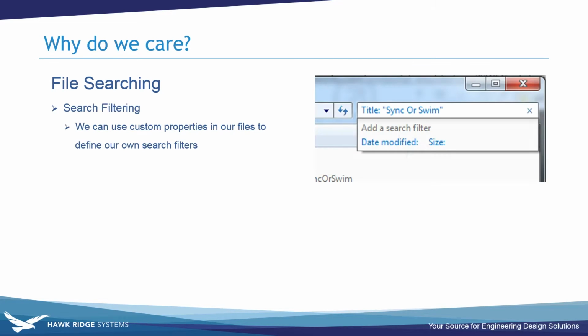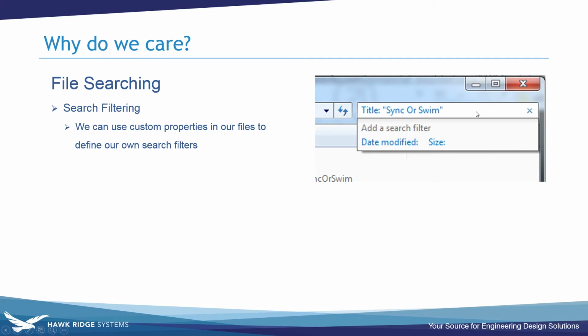So the example I came up with was search filtering within Windows. So I'm not sure if you knew this. I didn't actually know this before going in, or maybe I forgot. But you can actually search on custom properties rather than the file name in the Windows search bar up here in the upper right of your Explorer window. So here I'm searching on the custom property of title. I'm searching for Sink or Swim.